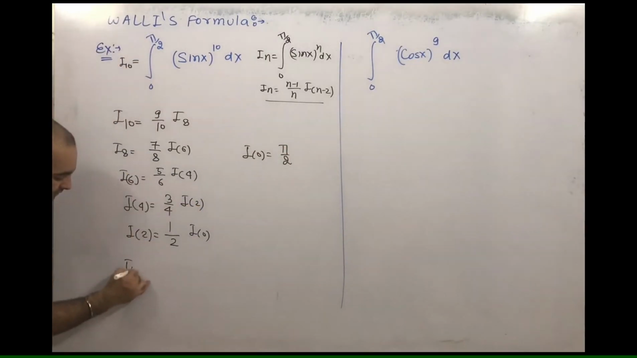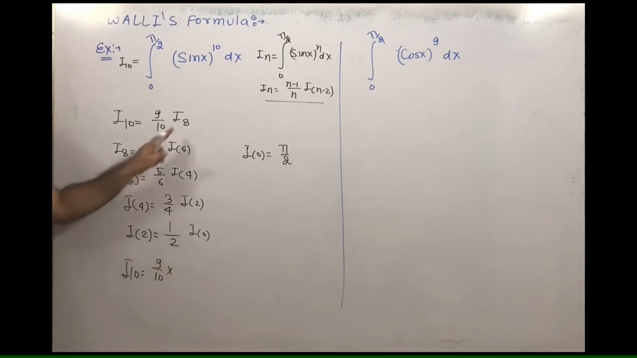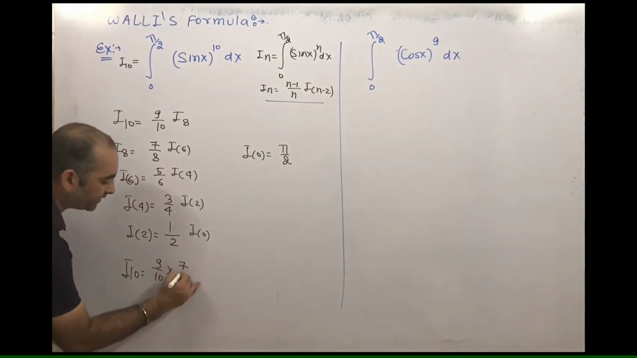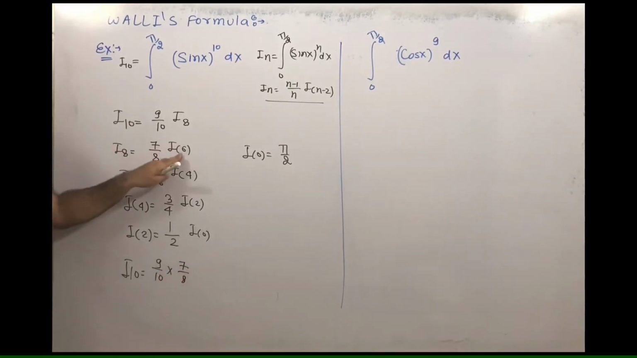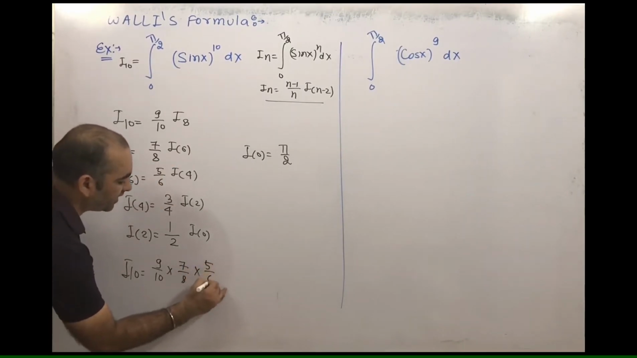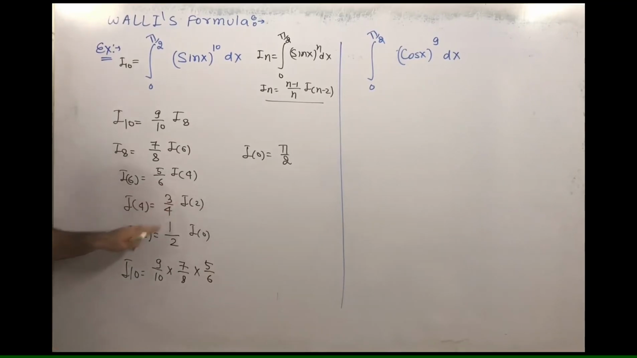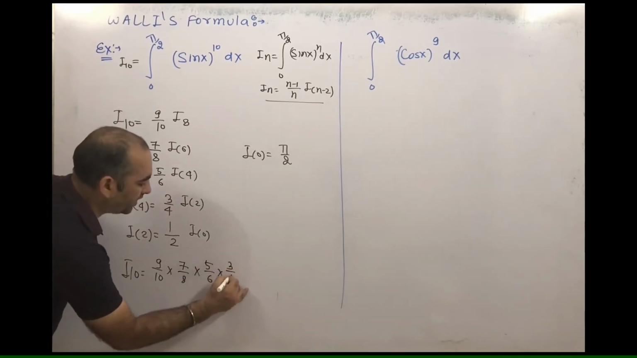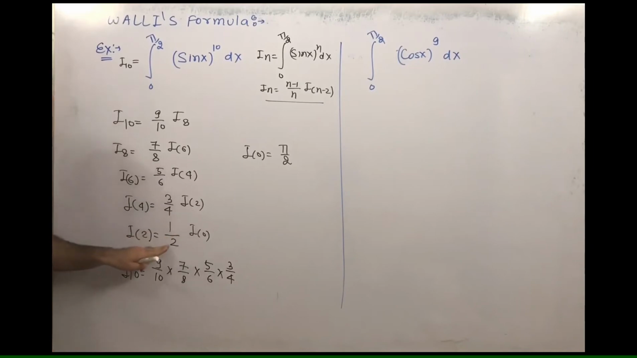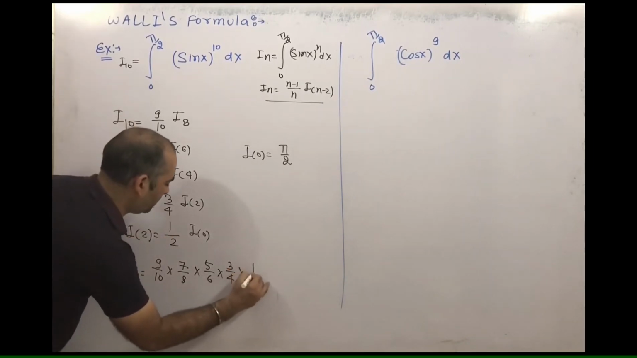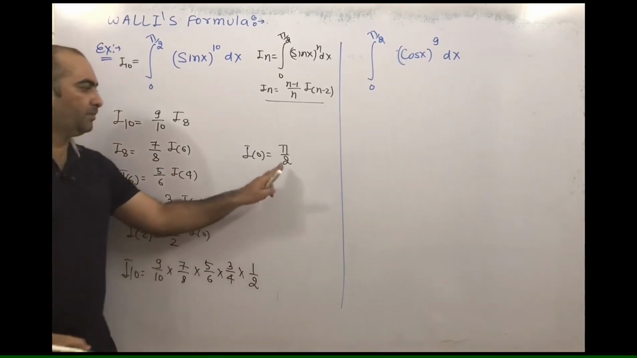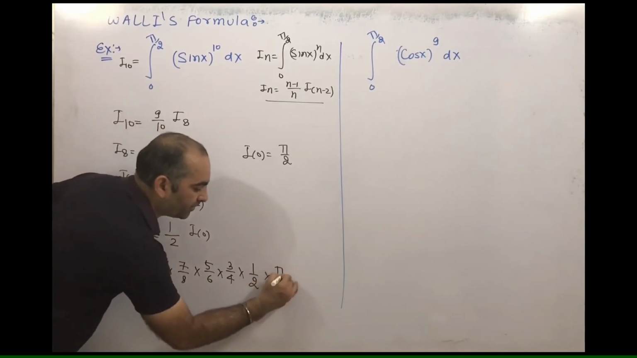So I10 is 9 by 10 into I8. I8 is 7 by 8 into I6. I6 we got as 5 by 6 into I4. I4 we can put as 3 by 4 into I2. And I2 we can put as 1 by 2 into I0. And I0 value is pi by 2.